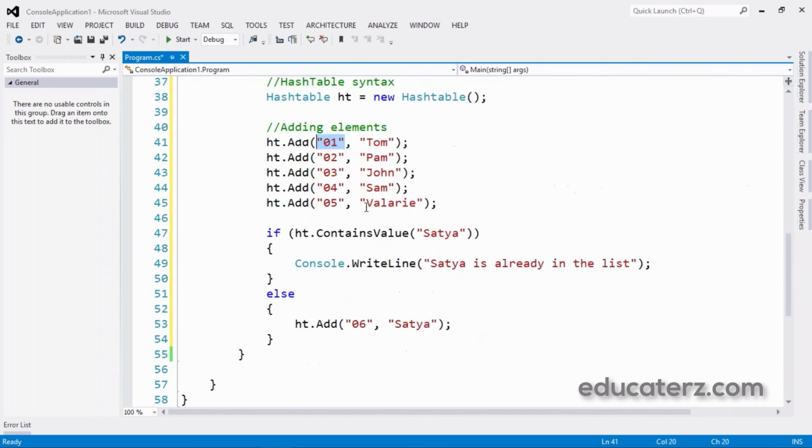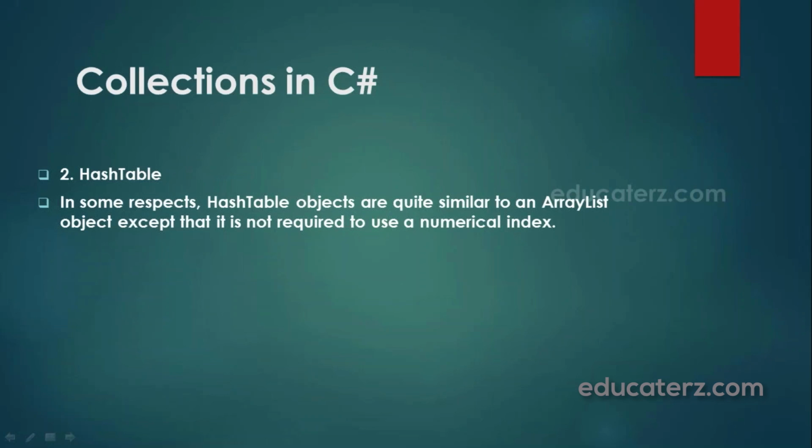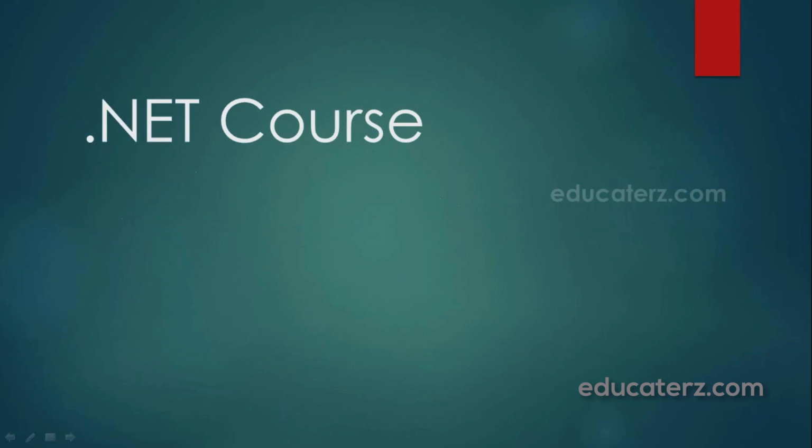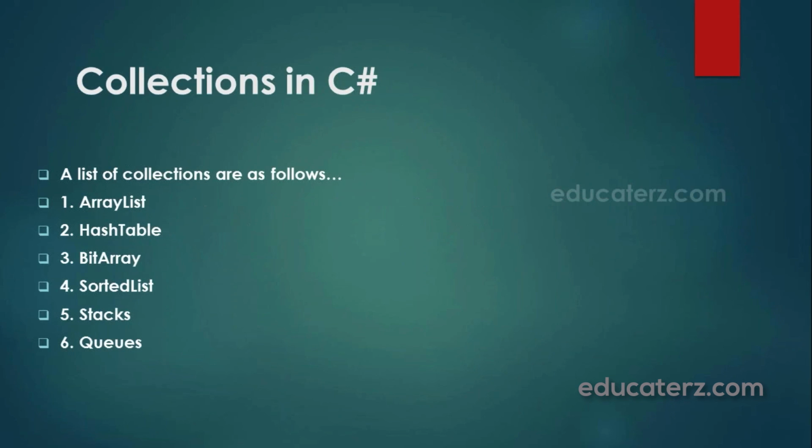And I think time is running long. So let me finish here with hash table only. Then I'll take the remaining things after this hash table, like bit array and sorted list. If time permits, we'll cover all these in a single session.